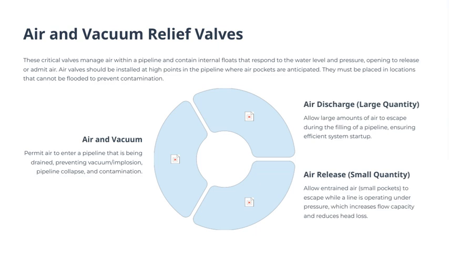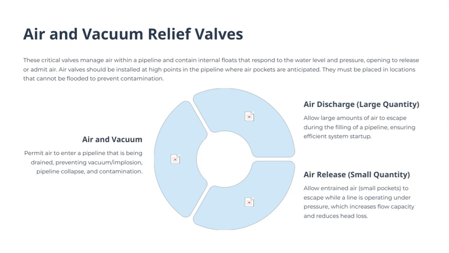You'll want to install these valves at high points in the pipeline, places where air pockets tend to gather. It's also essential that these valves are located where they won't be flooded, to prevent contamination and ensure they function correctly. Overall, properly managing air and vacuum in your pipeline not only helps in preventing damage, but also ensures safe and efficient operation.